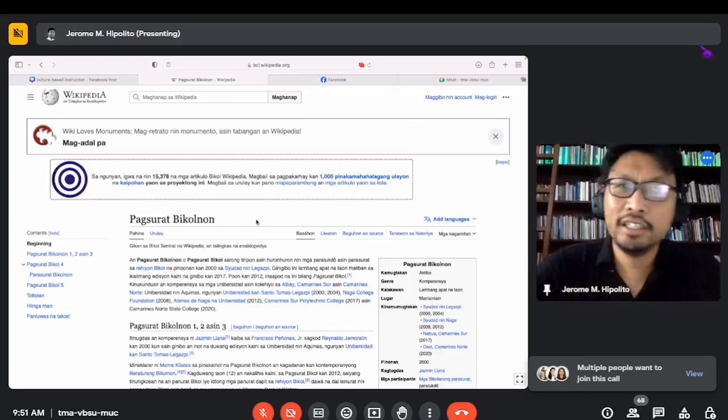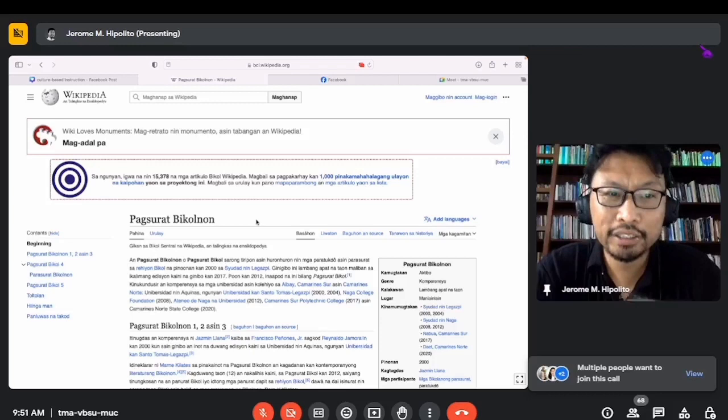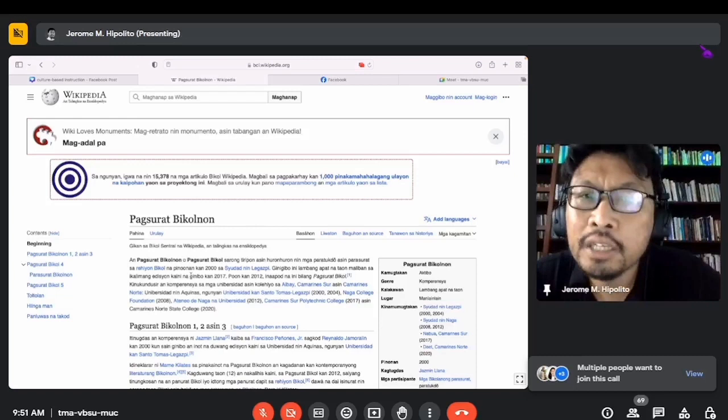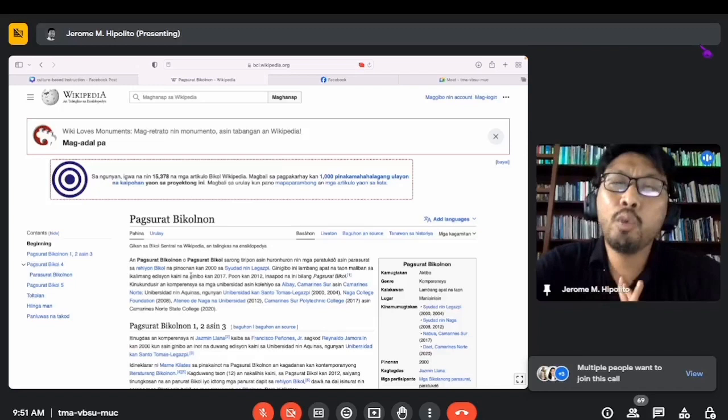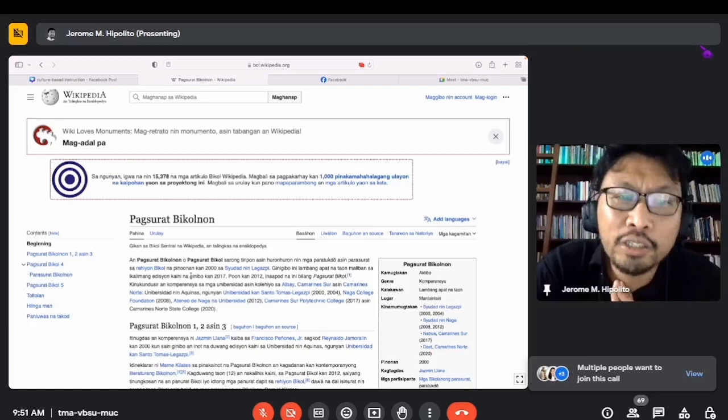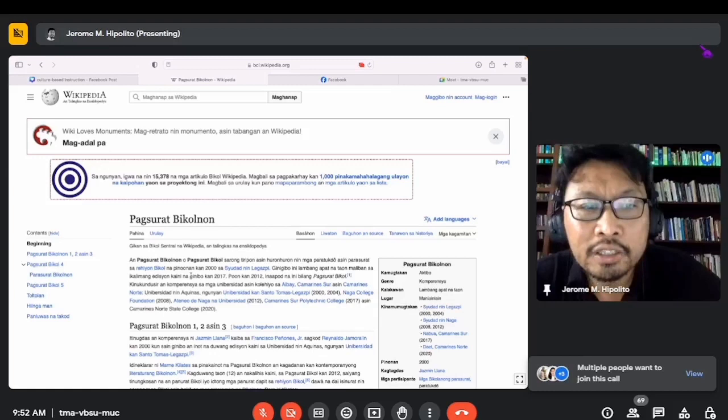We go back to, recall lang of discussion. Para wala, magpipicture lang si Hipolito. Kasi, ayan. So, sinasabi nila that the reawakening of Bicol literature and Bicol writing is when they conducted yung Pagsurat Bicol Noon in 2000. Ano yung Pagsurat Bicol? This is not even an organization. So Wiki had recorded this particular important event, no?